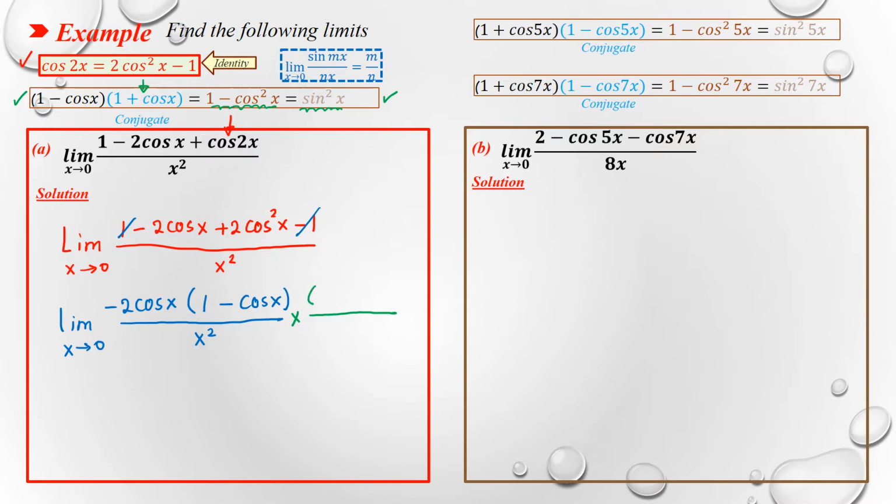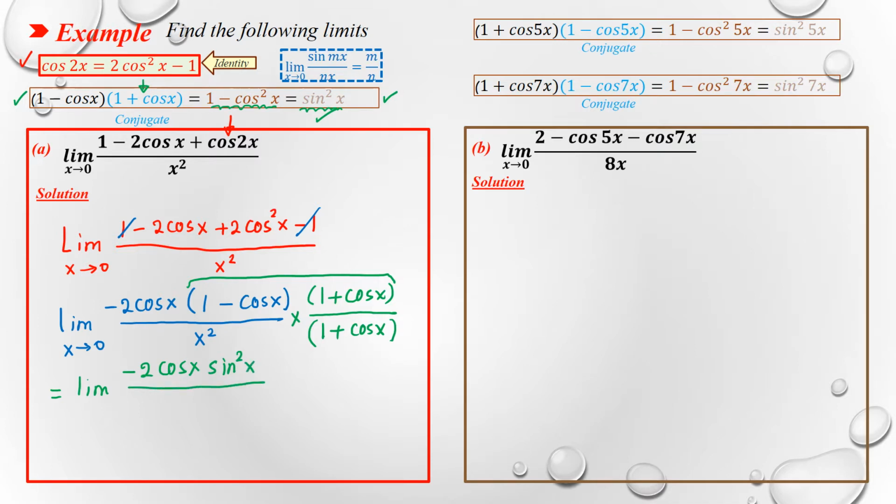So pay attention to the illustration here. Multiply by 1 plus cosine x up and down, so in the numerator you will get the limit of negative 2 cosine x, and this quantity equals sine squared x, divided by x squared multiplied by 1 plus cosine x when x goes to 0.